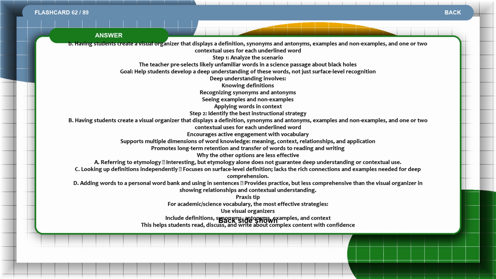C. Looking up definitions independently. Right arrow, focuses on surface-level definition, lacks the rich connections and examples needed for deep comprehension. D. Adding words to a personal word bank and using in sentences. Right arrow, provides practice, but less comprehensive than the visual organizer in showing relationships and contextual understanding. Praxis tip for academic and science vocabulary: the most effective strategies use visual organizers that include definitions, synonyms, antonyms, examples, and context. This helps students read, discuss, and write about complex content with confidence.